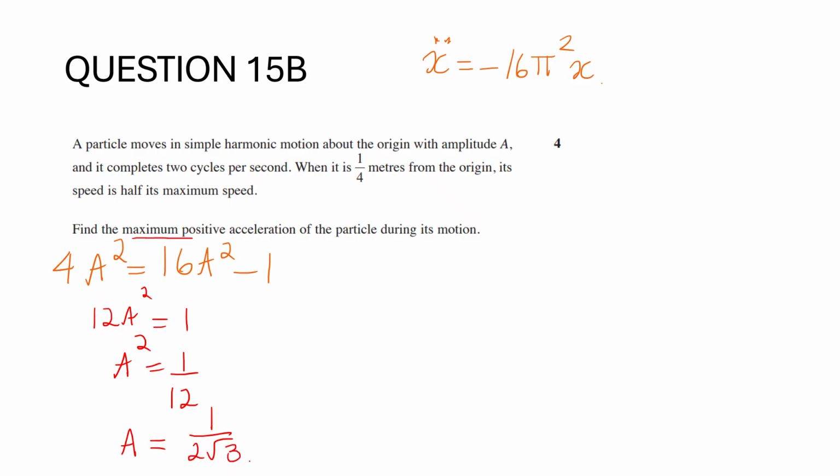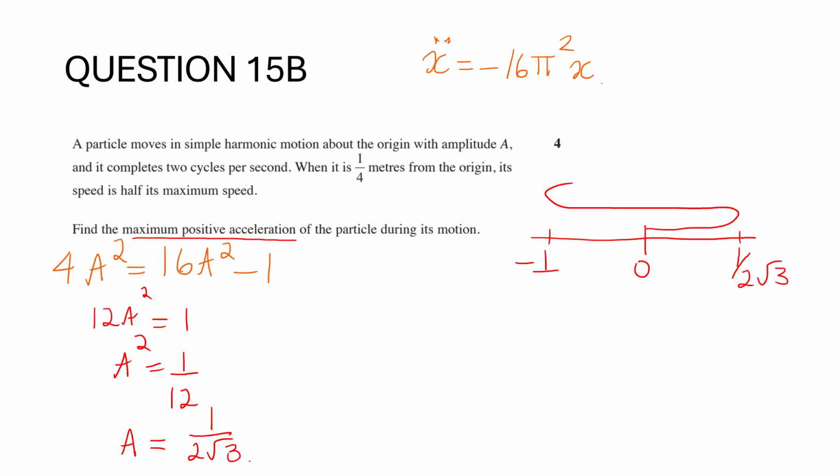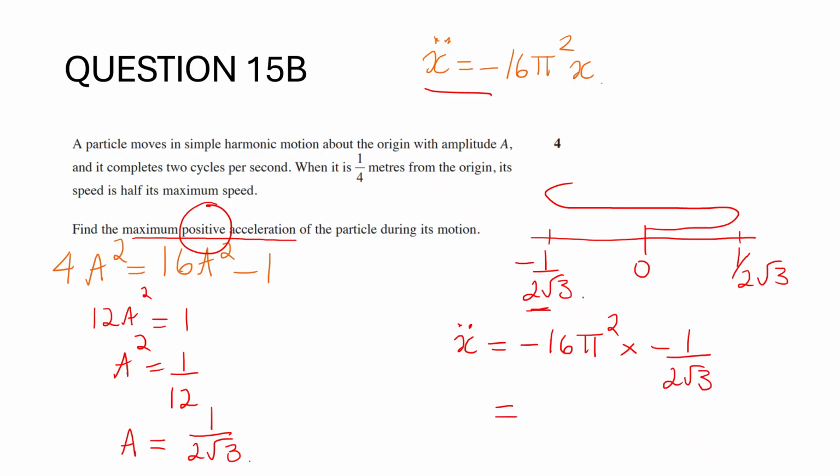Right, find the maximum positive acceleration. So we know that maximum acceleration occurs when the particle's turning. So it's either going to be at 1 on 2 root 3 or at negative 1 on 2 root 3. So using this now, x dot dot will be equal to negative 16 pi squared. Because we want maximum positive acceleration, we're going to take this guy here, so negative 1 over 2 root 3, which will give us 8 pi squared on root 3 meters per second squared.